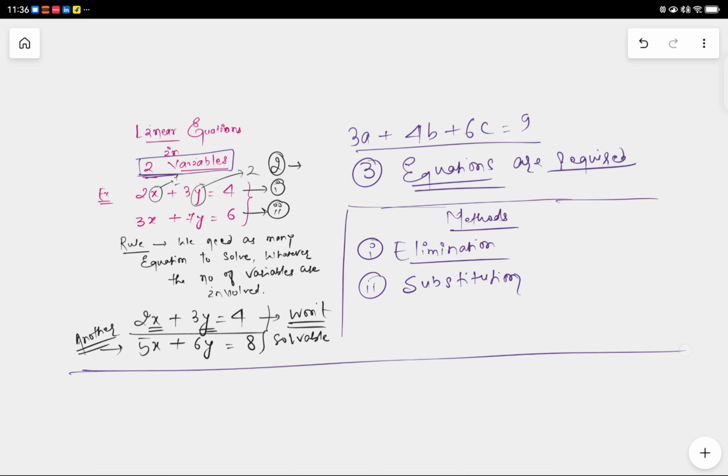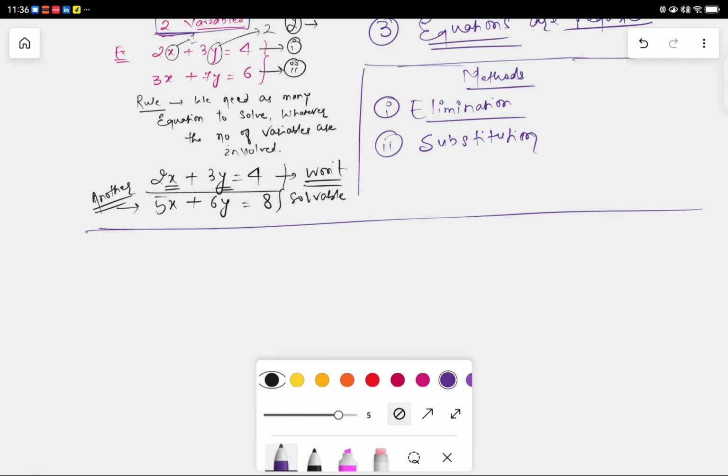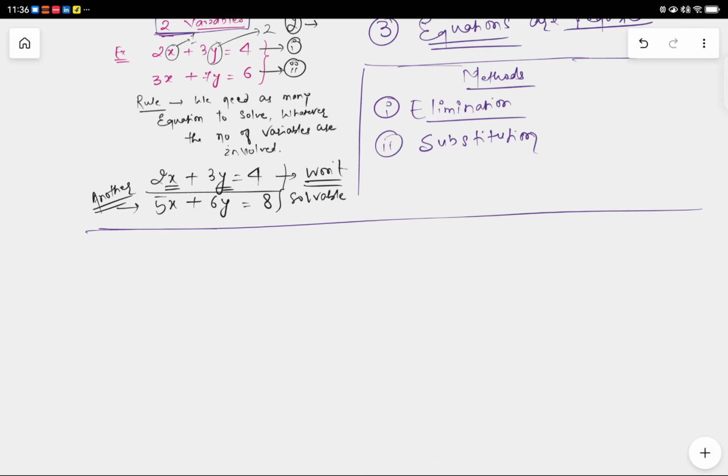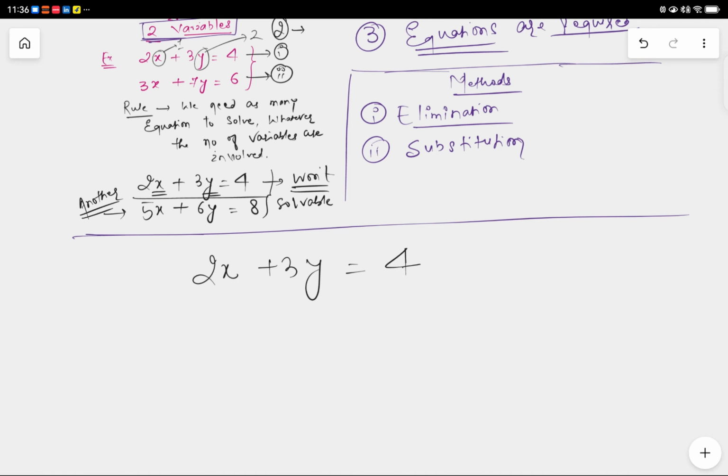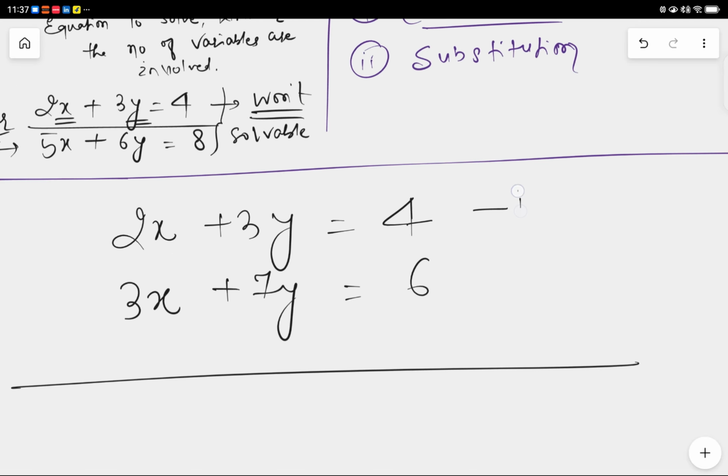So what does the elimination method say? Whatever equations you have been given, in our case 2x plus 3y equal to 4, write both the equations parallelly, then 3x plus 7y equal to 6. So here is our equation number 1, and here is our equation number 2.